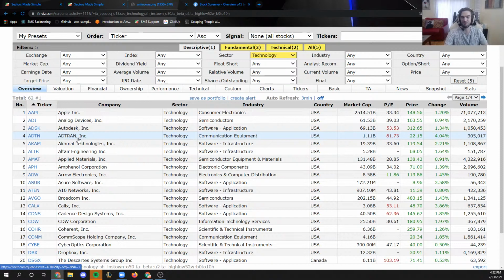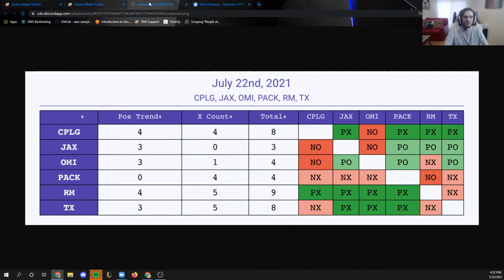Coming soon to a matrix subscription near you will be the ability to make custom matrices. So 2 days ago, I asked my mom, Julie, to give me a list of companies that she thinks are valuable. And we wanted to create a matrix for them. So using this tool, we built a matrix using these 6 companies: CPLG, JAX, OMI, PAC, RM, and TX. And we created a relative strength matrix for all of those companies. So here we can see that RM has the highest total count, while JAX has the lowest.